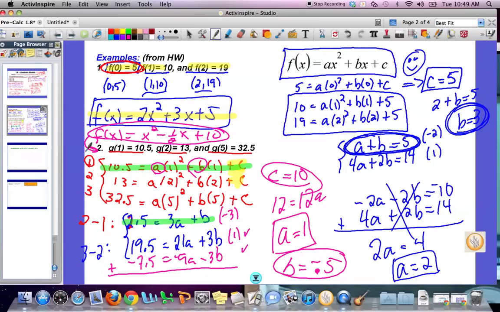Have you used matrices before? This is where I need to bite my tongue. Okay.